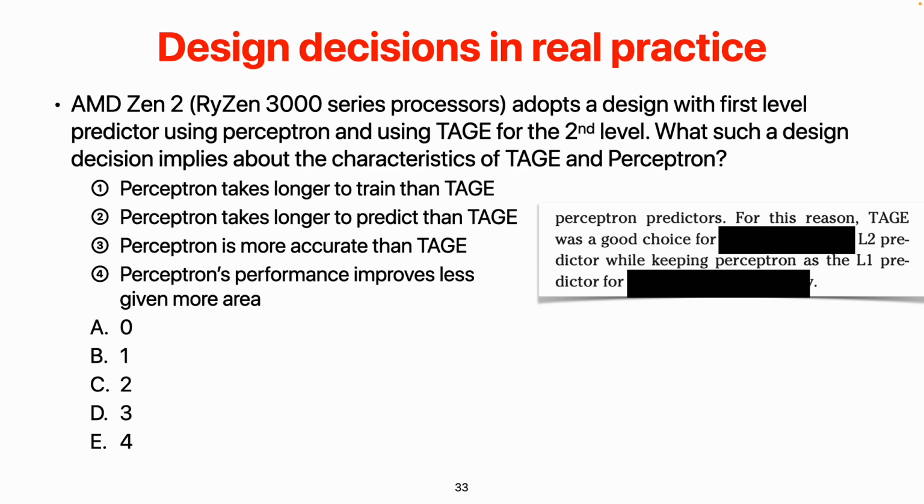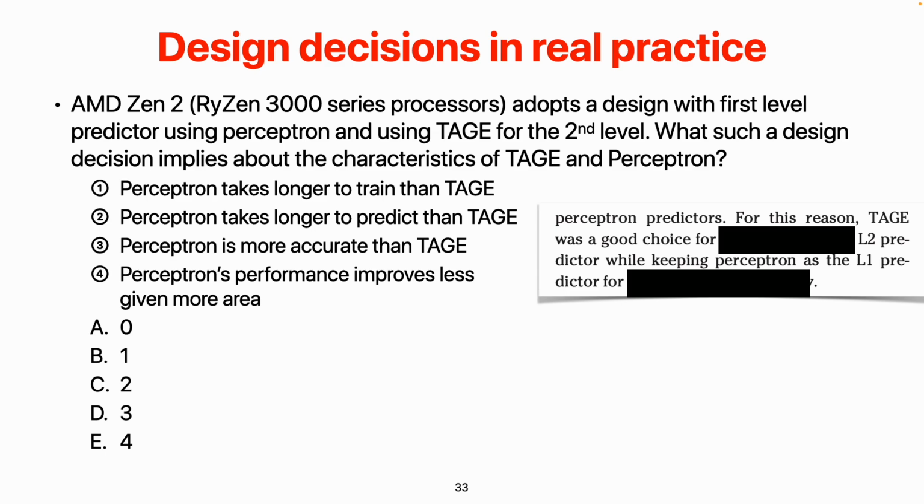So right now, why do we have first level predictor as perceptron and second level as TAGE? Why? I actually heard pretty good discussion here. What do you guys think? We thought that it doesn't make sense to use TAGE in L1 if it takes a long time. So we think 1 and 2 is false because if it takes too long to train, then it shouldn't be in L1. We want a rough and fast prediction. And if it's more accurate, then we don't need an L2.